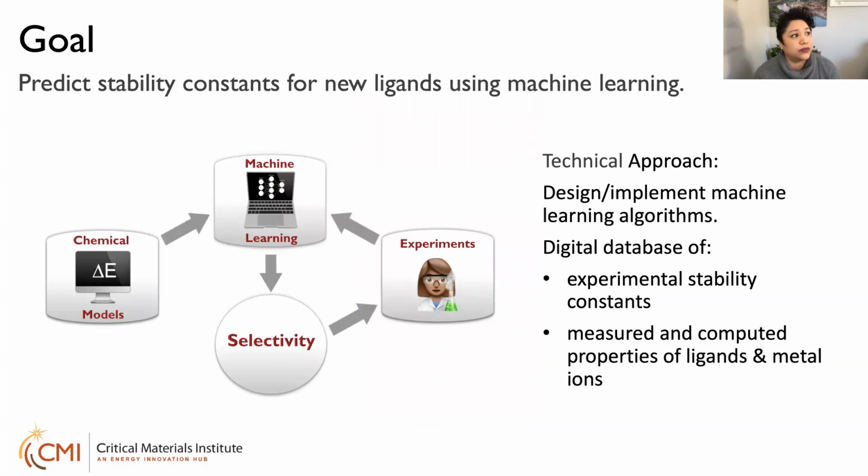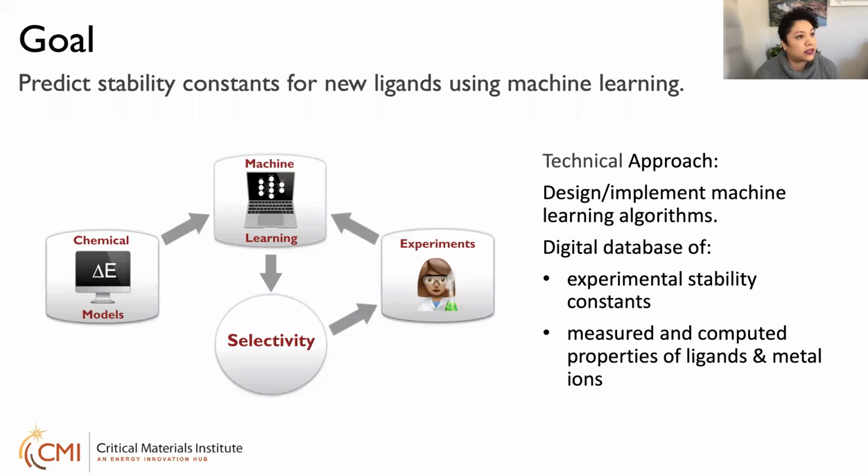So our goal is to use machine learning to do that. And I'm going to talk a little bit about what the algorithms are learning about, and also how we are creating a database that allows for us to use data to determine selectivity. And the beauty of machine learning is that you can keep improving the algorithms as you get more experimental data and more data from chemical models.